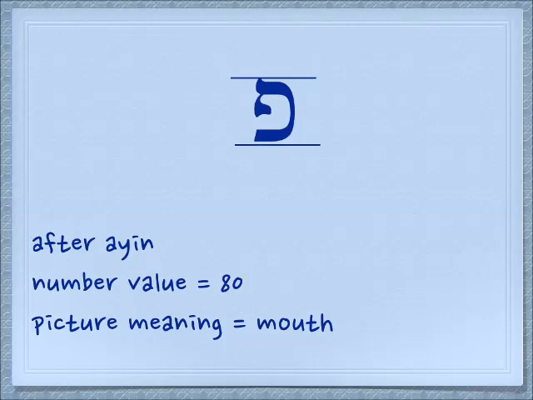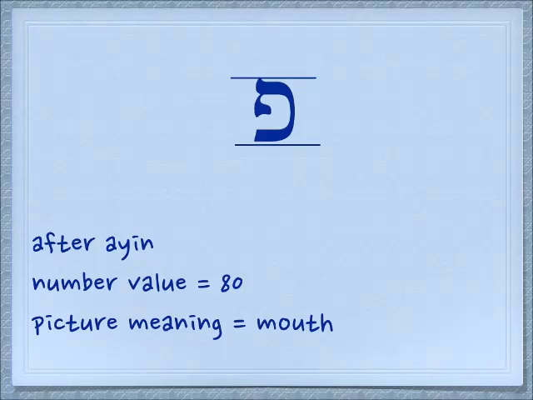Our first letter for today is the pe. You will see it right after the ayin. It's one of the ones that has a final form. You're going to see two forms under the number 80. The one we're looking at is the one on the right. And the picture meaning of this letter is mouth.